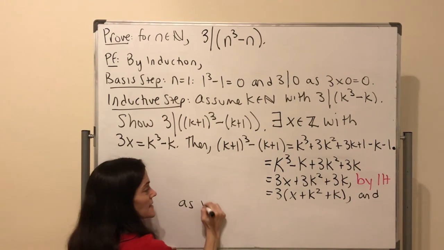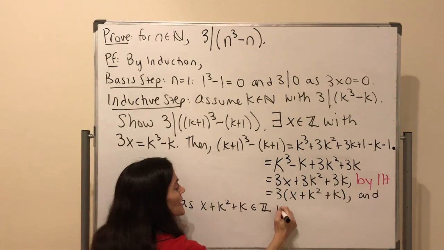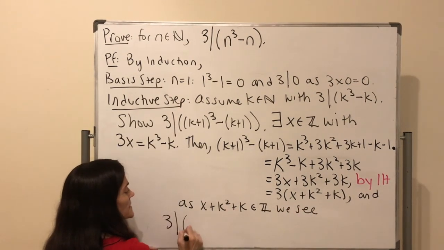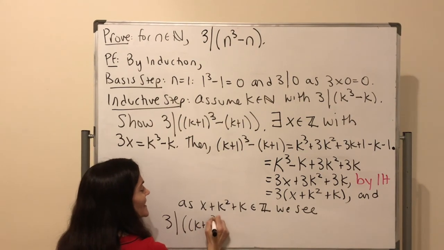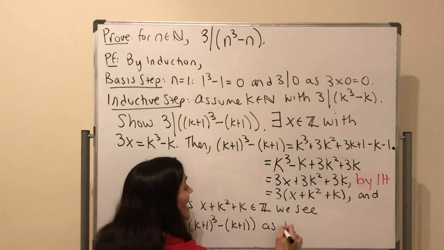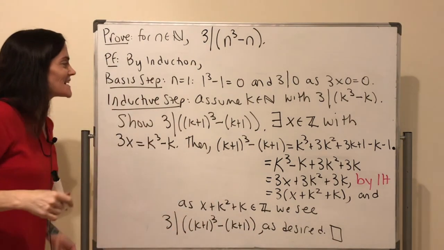And as x plus k squared plus k is an integer, we see that 3 divides k plus 1 cubed minus k plus 1, as desired. And this will complete the end of our proof by induction, this example here.